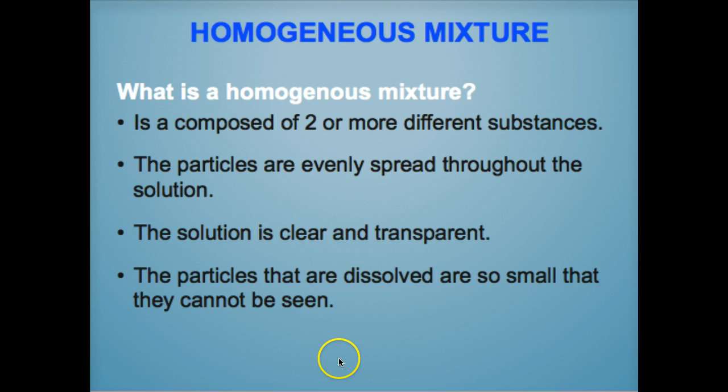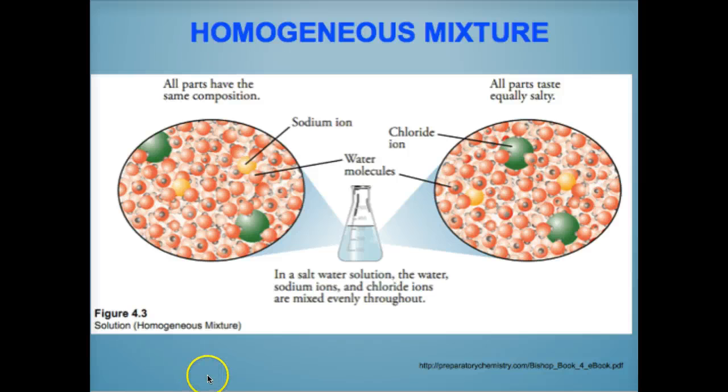The particles that are dissolved are so small we can't see them. So remember, when we were looking at any type of Regents questions about how to identify a homogeneous mixture, every time we see this word dissolved, that's our key indicator that it's going to be a homogeneous mixture. Here's a picture showing you what a homogeneous mixture looks like. Here we have salt dissolved in water. So we have sodium ions, chloride ions, just showing you how water will really wrap itself around the ions. And we'll talk about that more later on in this chapter.